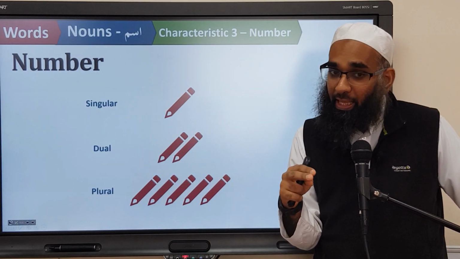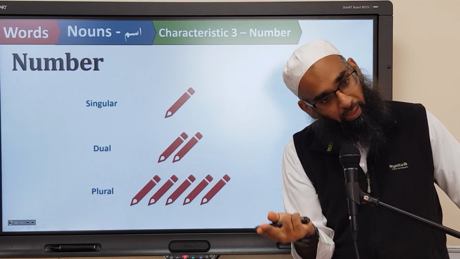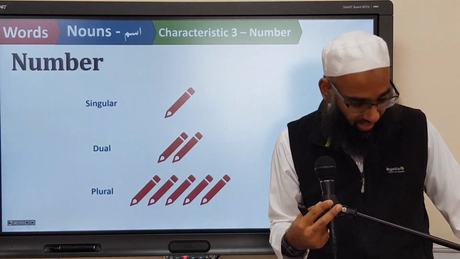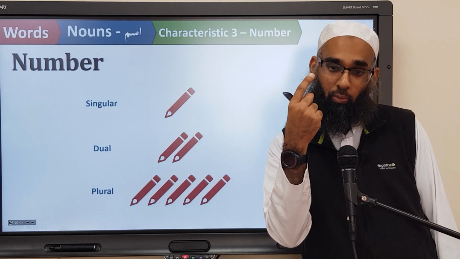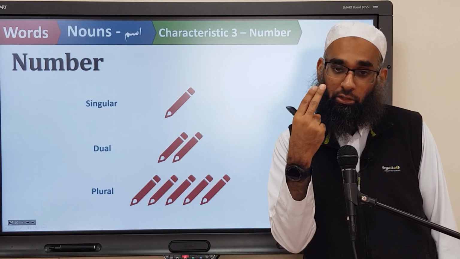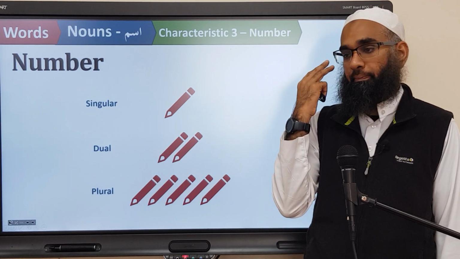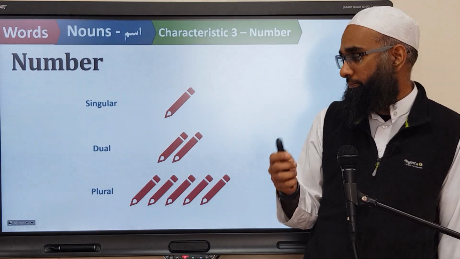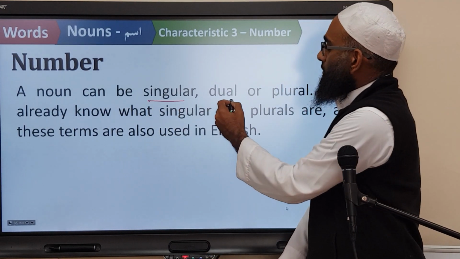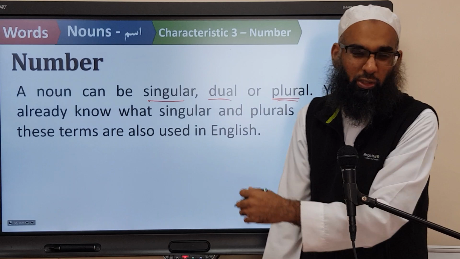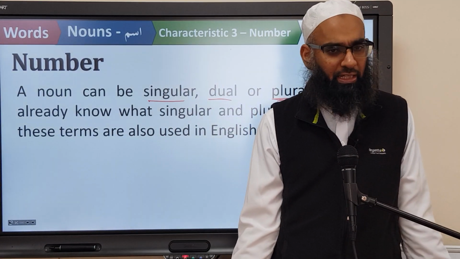And the third is plural. So anything more than two becomes plural. So every word in itself will have how many forms? How many forms will it have? Three forms. What will it have? Singular, dual, and plural. Are you with me? Yes? Okay. So we say we have singular, dual, and plural. And we don't need to go over singular and plural because that's very easy. We know that from English anyways.